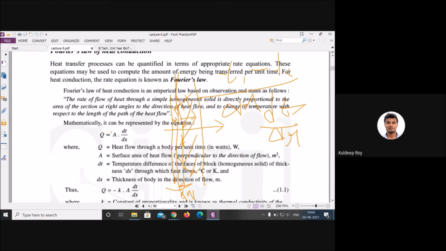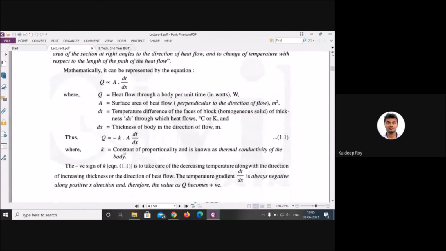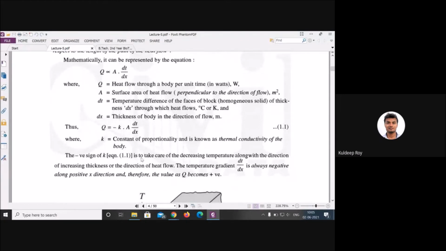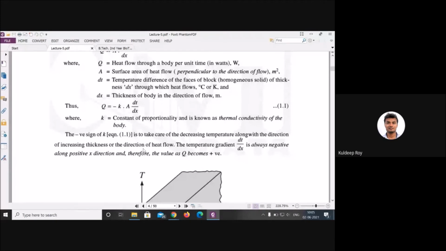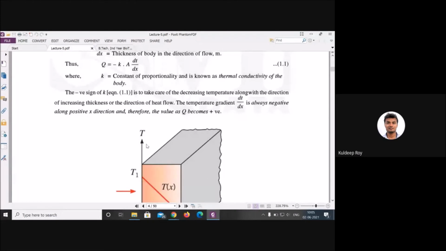And if you open this proportionality, what will it be? Q equals minus K A delta T by delta X. K is the thermal conductivity, or you can say the constant of proportionality, also known as the thermal conductivity of the body. And as I already told, it will depend on your material. I will show you a few examples.